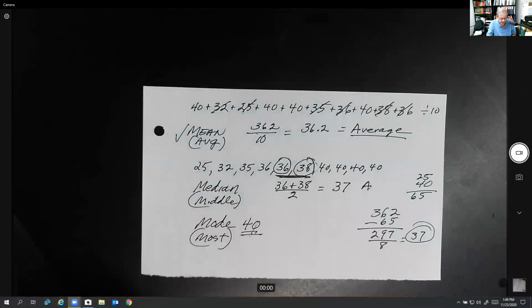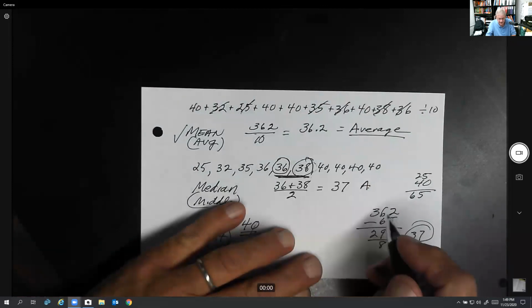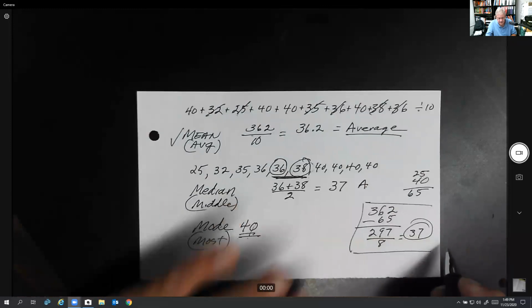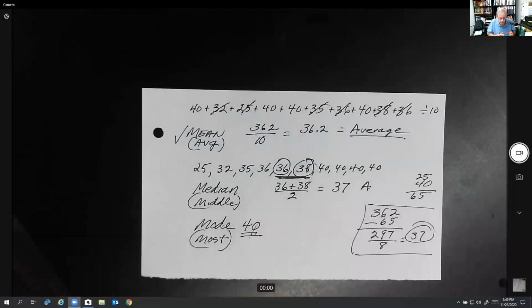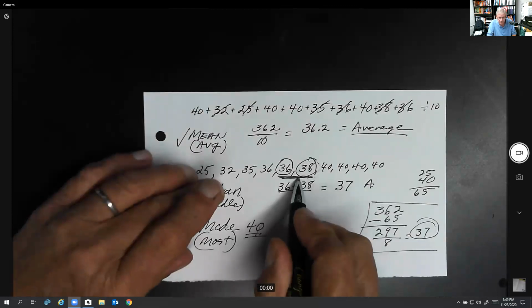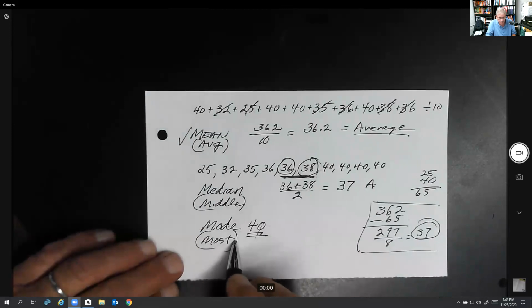Okay, so that's kind of how things are done. A lot of times they will throw out the highest and the lowest to kind of get a little bit better average. And so sometimes they do it that way. And then sometimes they do it by mean, and sometimes they do it by mode.